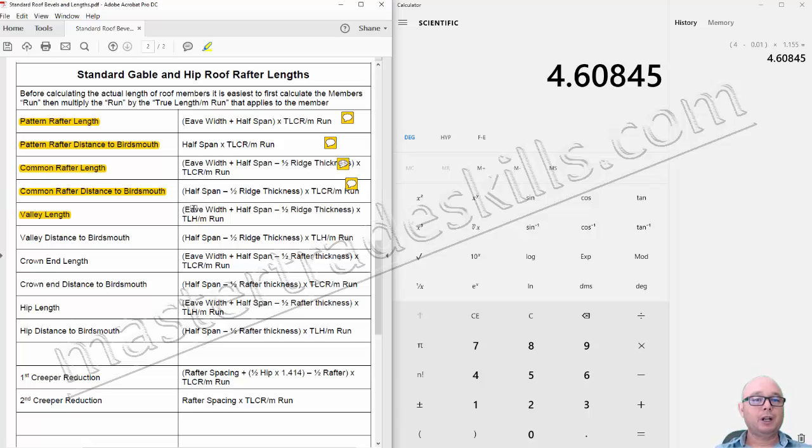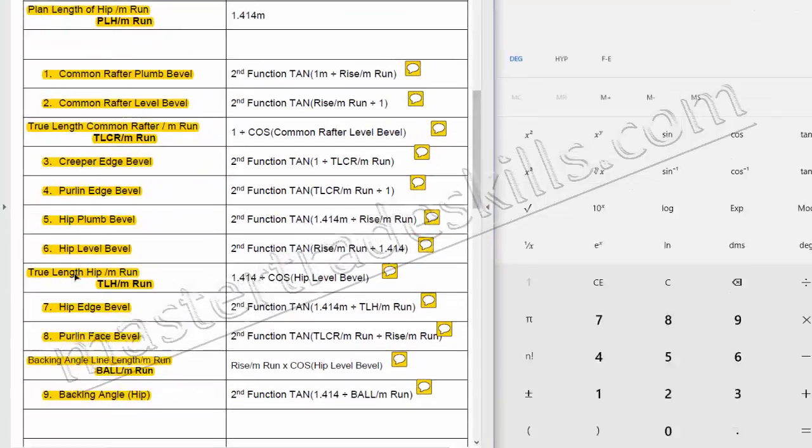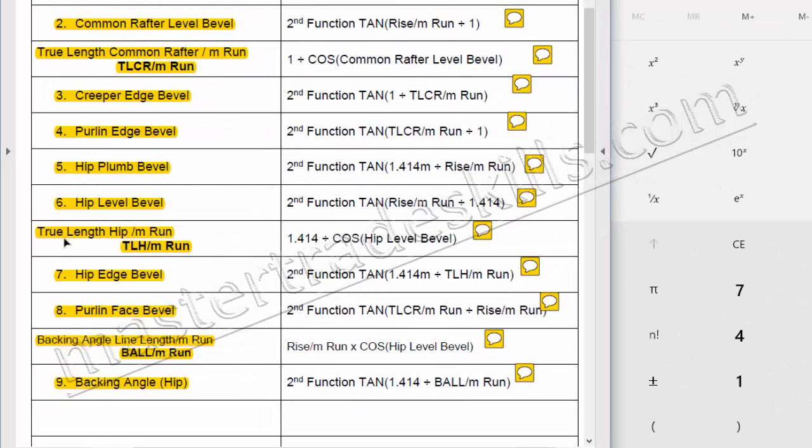So we already know what the eave width is, 600 millimetres. We already know what the half span is, which is 4 metres, and we also already know what the half ridge thickness is, which is 10 millimetres. The true length of hip per metre run, we haven't used that yet, but if we refer back to our previous calculations, that's where you'll find it. And if I have a look at that, our true length of hip per metre run is 1.527.